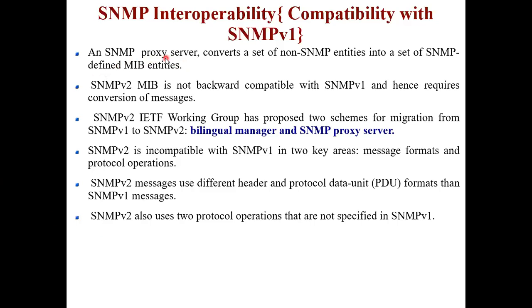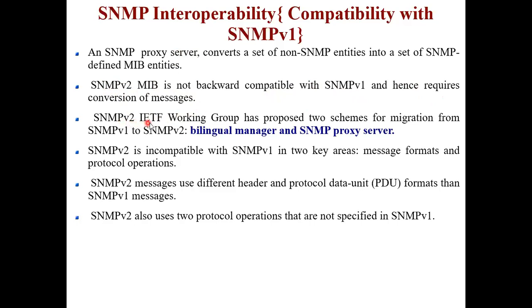An SNMP proxy server will convert a set of non-SNMP entities into a set of SNMP defined entities. So one solution is a proxy server which will do the conversion. Now see, the SNMP version 2 MIB is not backward compatible with SNMP version 1. Why? Because we have already expanded it. So that database, I cannot shrink. The version 1 database was smaller. In version 2 there was an expansion. So I need to convert the message.